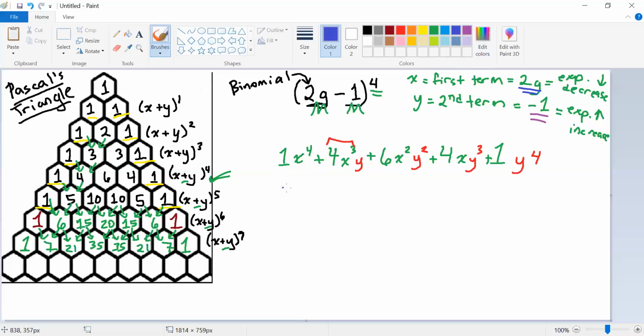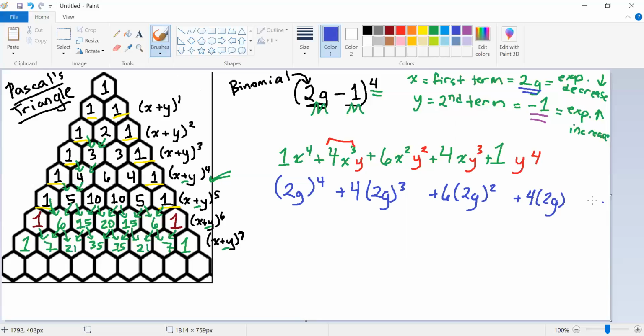So let's first replace our x's. My first term, 2g to the fourth, plus 4 times 2g to the third. Gotta leave some space. 6 times 2g to the second, plus 4 times 2g, plus, and then there's a blank.